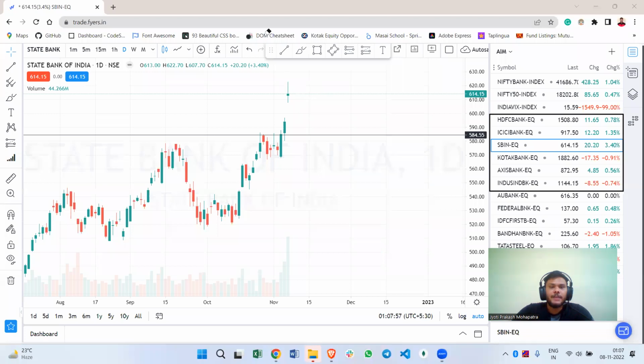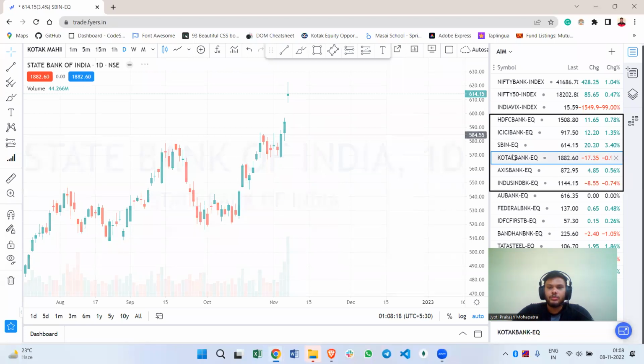But if it opens gap up and sustains there, then you can expect some buying pressure here. And let's assume it opens flat and continuously goes down, and if it closes below 610, then you can expect some selling pressure here, and your target will be 600. If it closes below 608, you can expect your target to be 605 to round level 600.